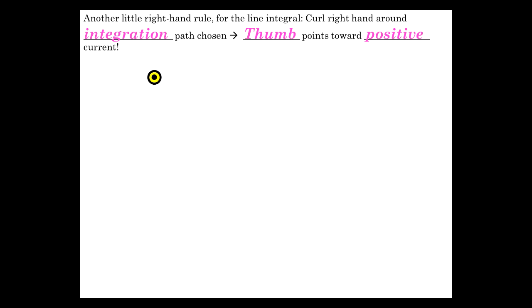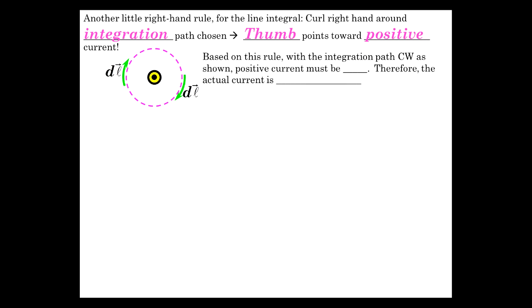So here's a current and circular region around there. Here's our integration path. It's clockwise. So grab that line of current with your right hand, thumb pointing into the screen, fingers circulating in the direction of dl. Well, your thumb points into the screen, right? So the positive current must be in. So the actual current, which is out, is therefore defined as negative. Simple as that. So if they're in the same direction, positive. Opposite directions, negative. All right.